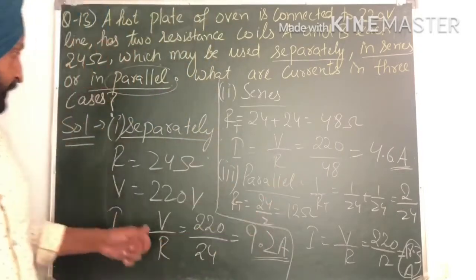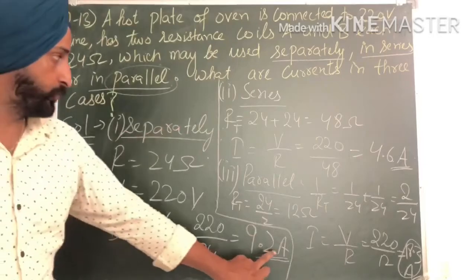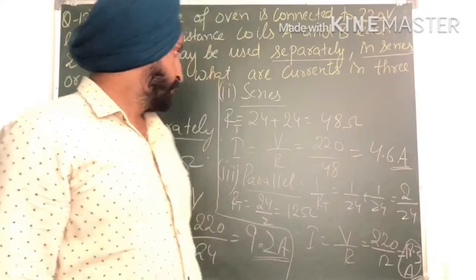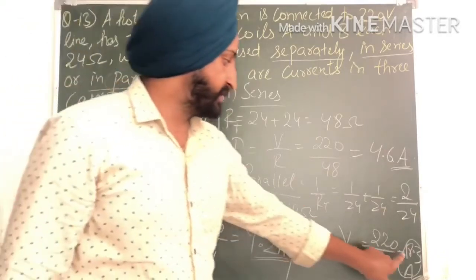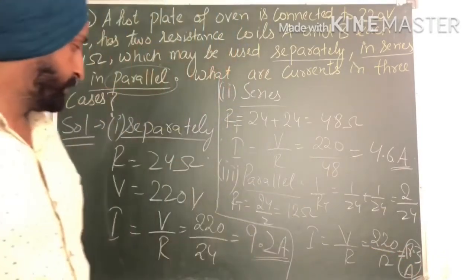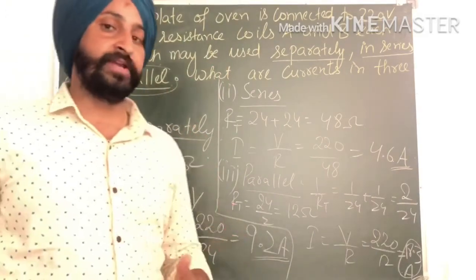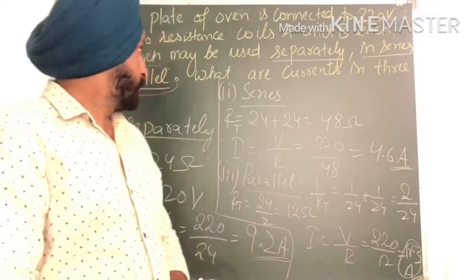So current in the first case when they are used separately is 9.2 ampere. When used in series, the current is 4.6 ampere. When they are used in parallel, the current is 18.3 ampere. Fine. So in this way we can calculate the currents in three different cases in this question.